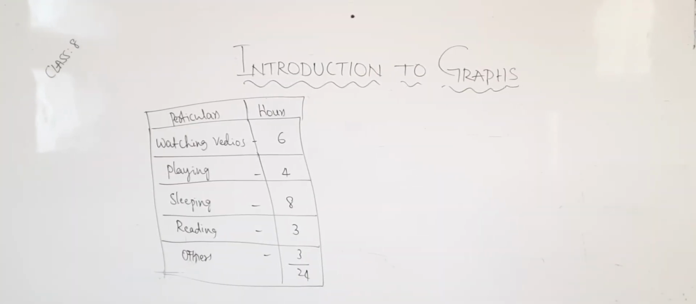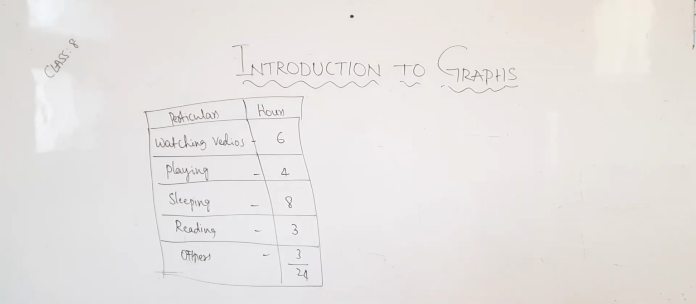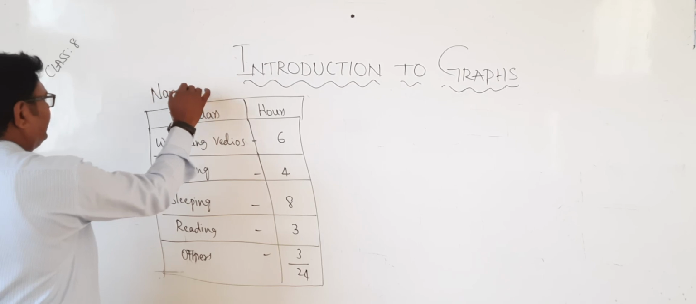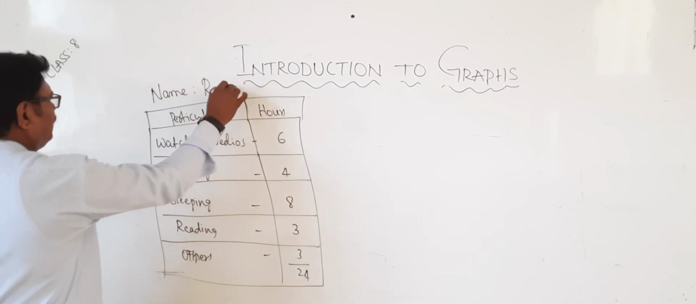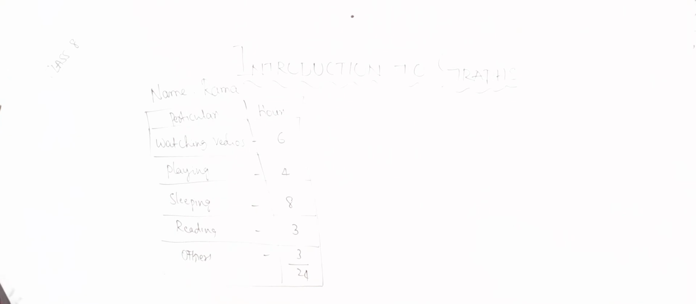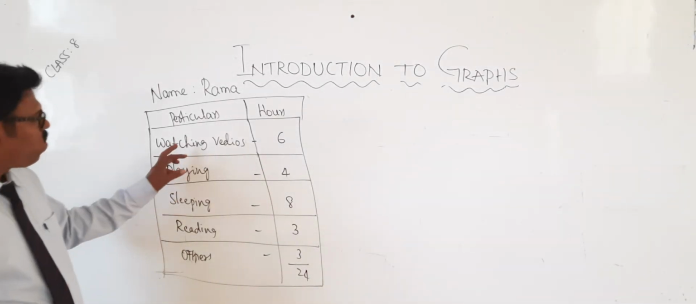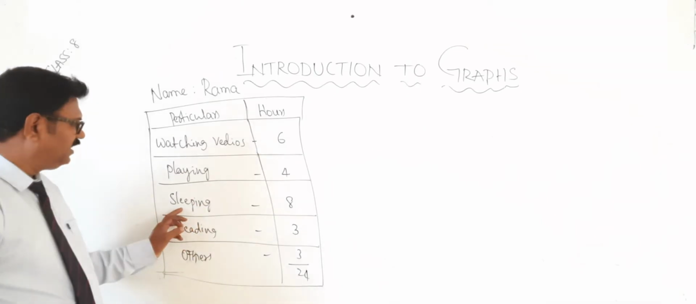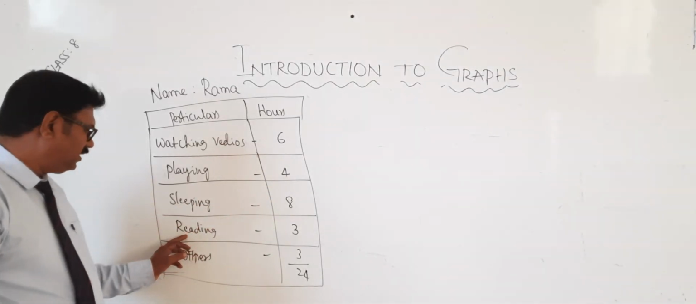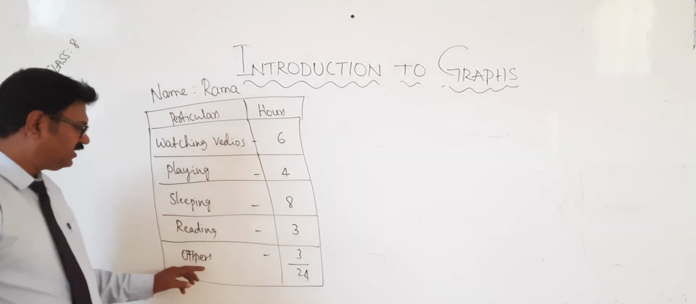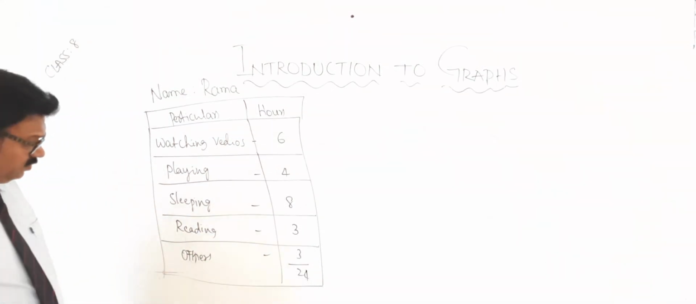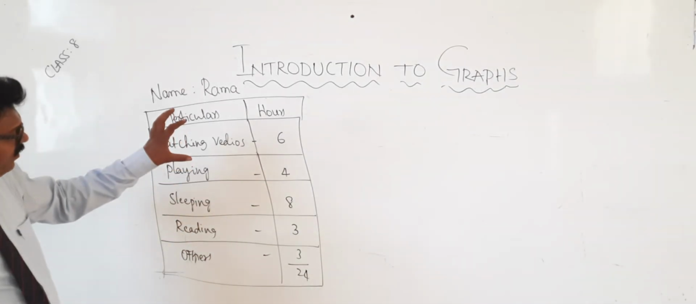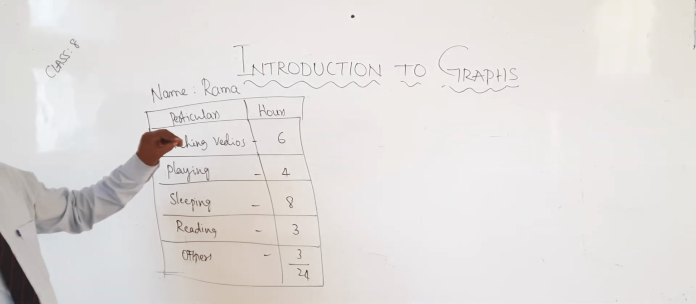Yes, here one more example. A person named Rama, his timetable is like this. In one day, watching videos 6 hours, playing 4 hours, sleeping 8 hours, reading 3 hours, and other things he is doing 3. So total it will be 24 hours. We have to represent this in a graph.